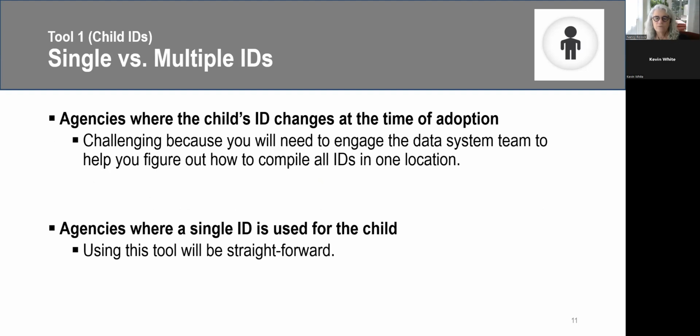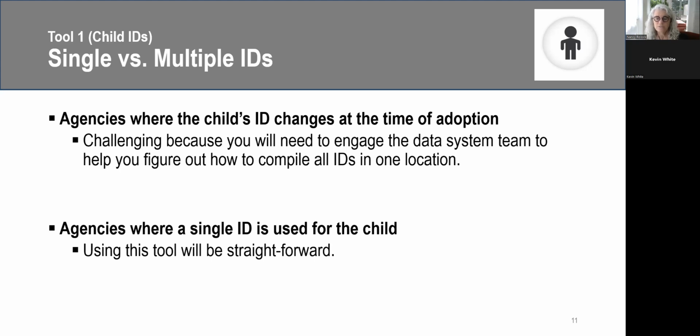This slide, also related to Tool 1, addresses the issue of single versus multiple IDs. For agencies where child IDs change at the time of adoption or guardianship, Tool 1 is both the most important tool and possibly the most challenging. It's challenging because for agencies where the foster care ID and adoption IDs have not been linked, you will need to work with the data systems team to help figure out how to match these IDs and compile them in one location.